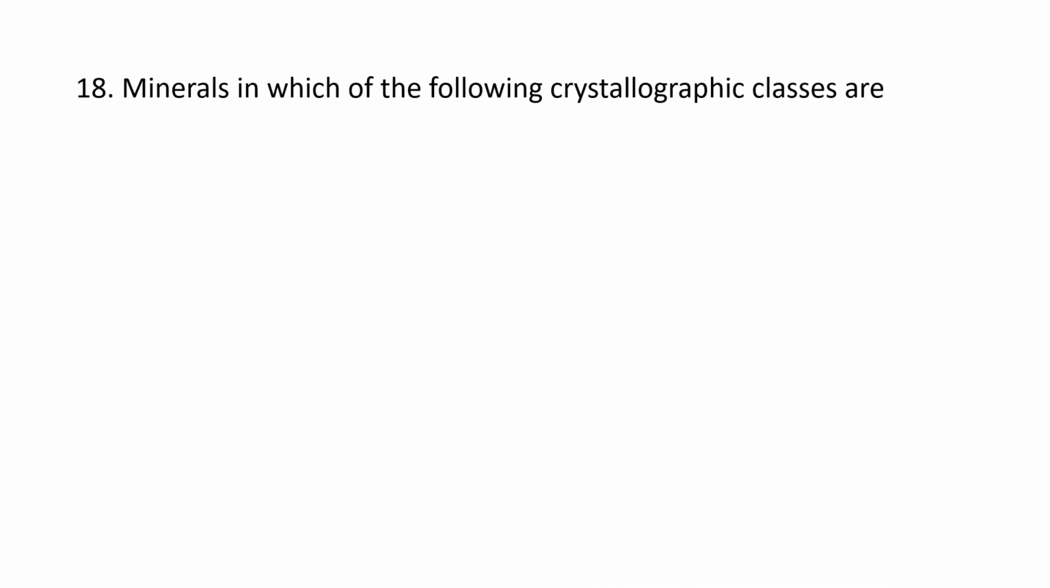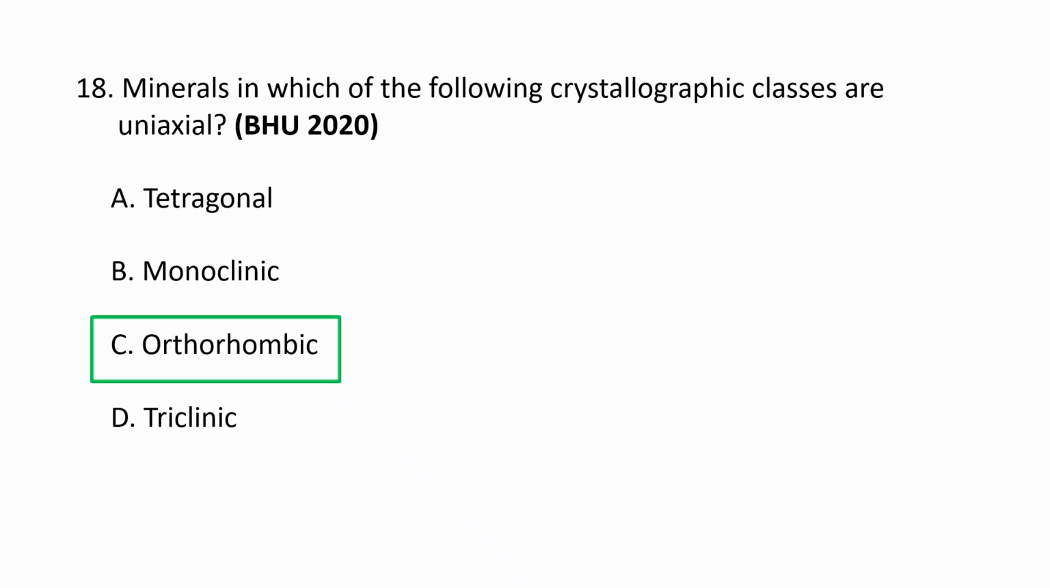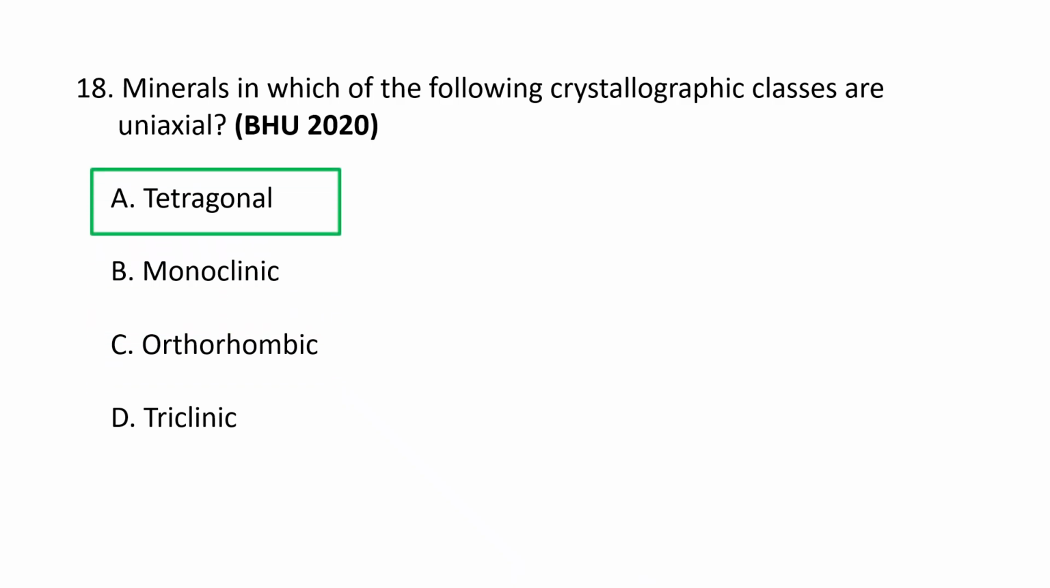Next question. Minerals in which of the following crystallographic classes are uniaxial? A. Tetragonal, B. Monoclinic, C. Orthorhombic, and D. Triclinic. The correct option is A. Tetragonal. Uniaxial minerals belong to the tetragonal and hexagonal crystallographic classes. Uniaxial minerals have only one optic axis, which means light travels differently along this axis compared to other directions within the crystal. So the tetragonal and hexagonal crystal systems naturally have this single axis of symmetry, making all the minerals in these classes uniaxial. Among tetragonal, monoclinic, orthorhombic, and triclinic, A. Tetragonal is the correct option.